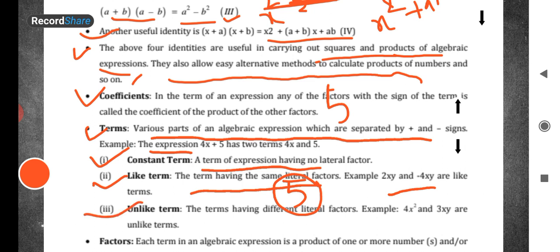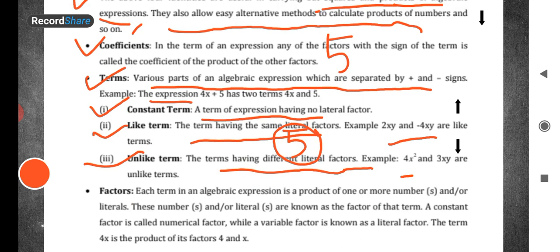Now unlike terms: the terms having different literal factors. For example, one is x square. What is the literal factor of the first term? It is x square, and the literal factor of the other term is xy. These are unlike terms. This type of terms are called unlike terms. So unlike terms cannot be added or subtracted, but they can be multiplied or divided. You have to keep this in mind. Only like terms can be added or subtracted.